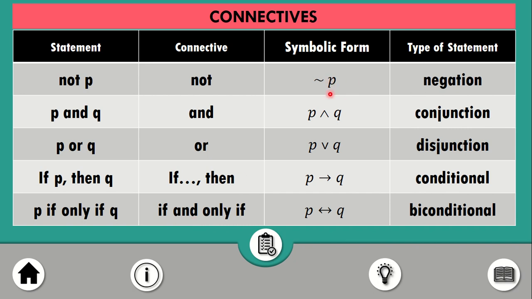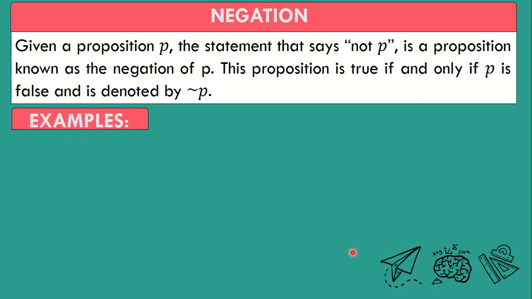And our symbol for the negation is this one. For the conjunction, we have the inverted V. For the disjunction, we have the V symbol. For the conditional, we have a one-headed arrow, while for the biconditional, we have a two-headed arrow. Let's discuss it one by one, starting with the negation. Given a proposition P, the statement that says not P is a proposition known as the negation of P. This proposition is true if and only if P is false and is denoted by this.